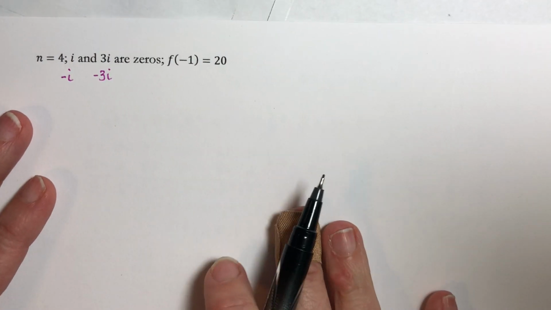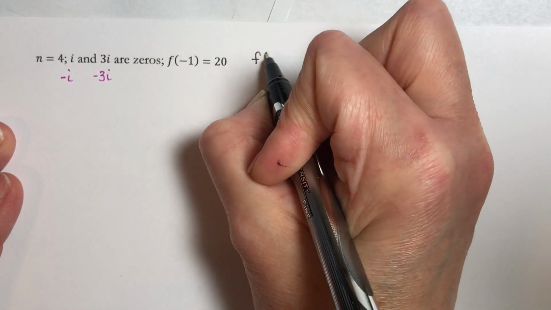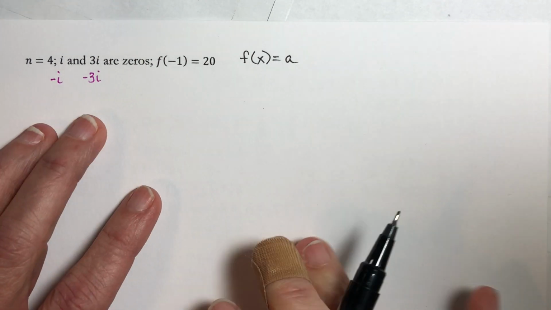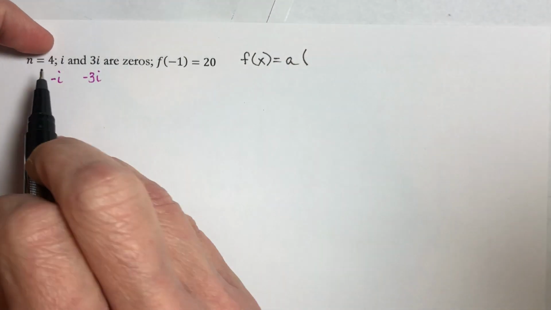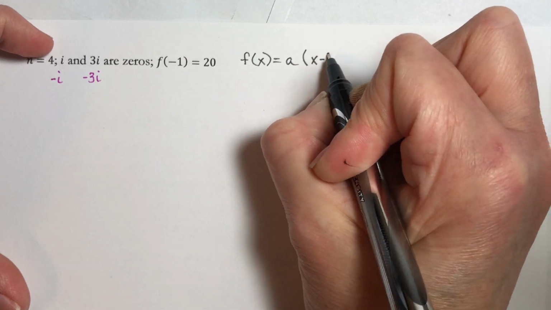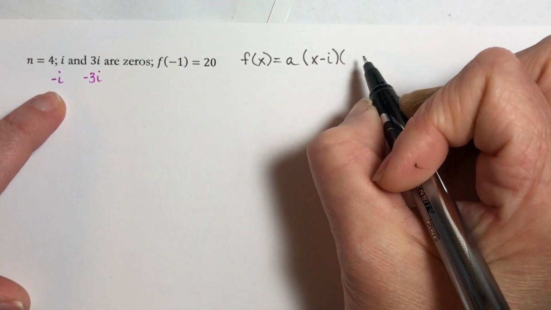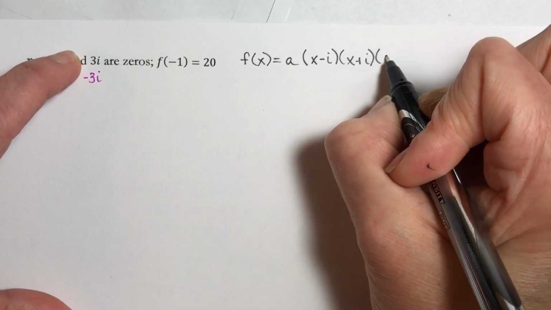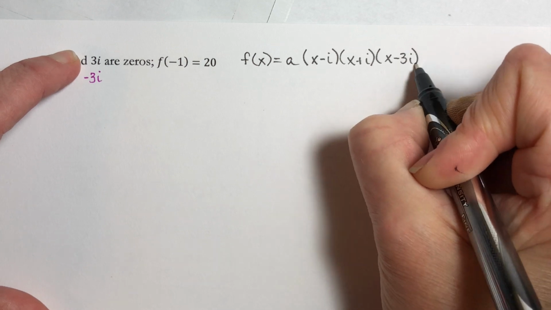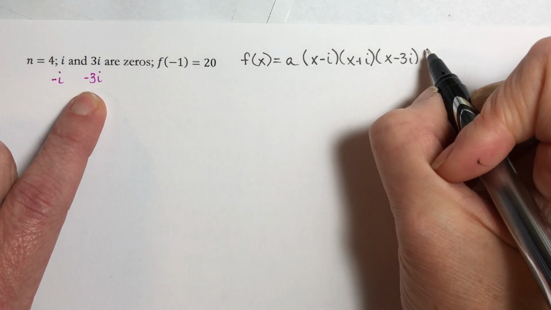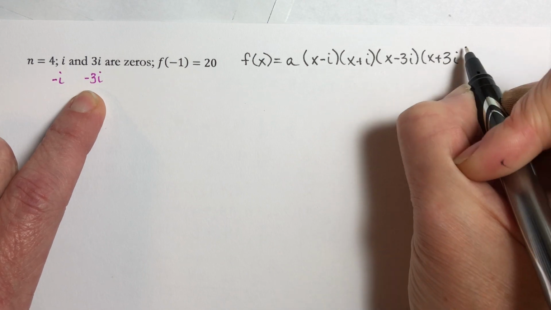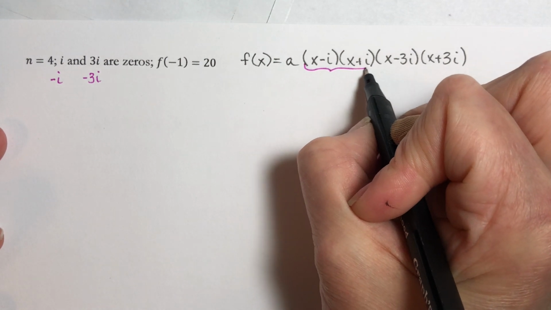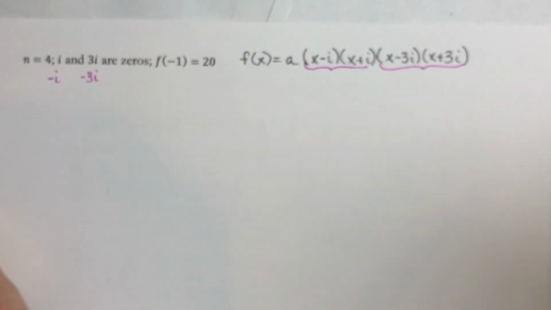Okay, so starting off, my basic f of x is equal to some multiplier in front, and then I have x minus i, x plus i, or x minus a negative i. And then I have x minus 3i, and x minus a negative 3i, which is x plus 3i. Now I'm going to multiply these 2 and these 2 because they are both differences of squares.